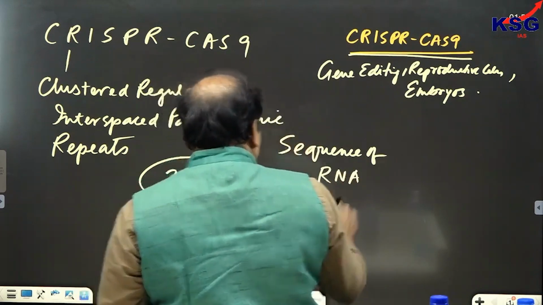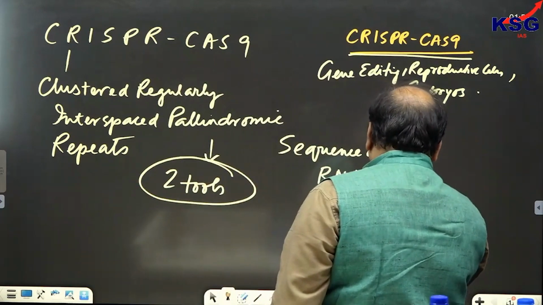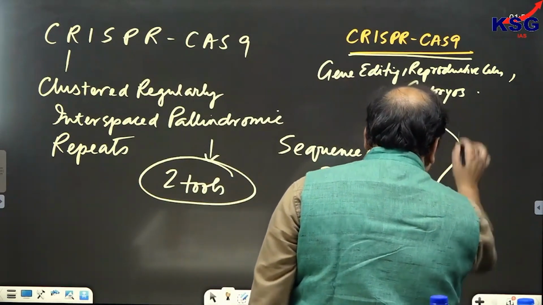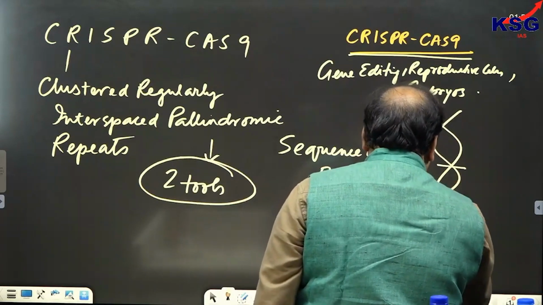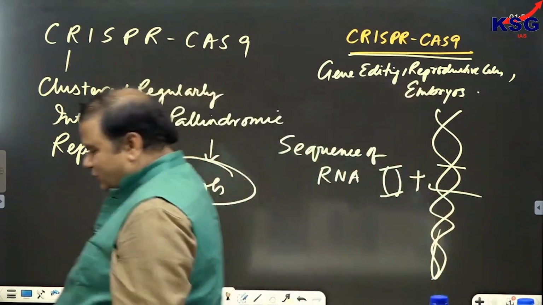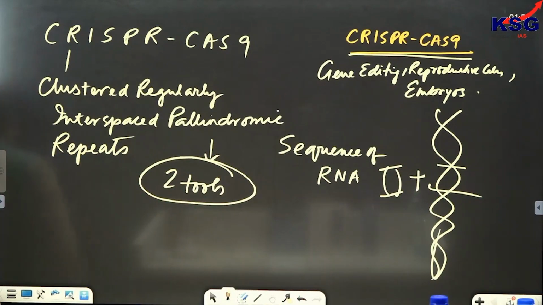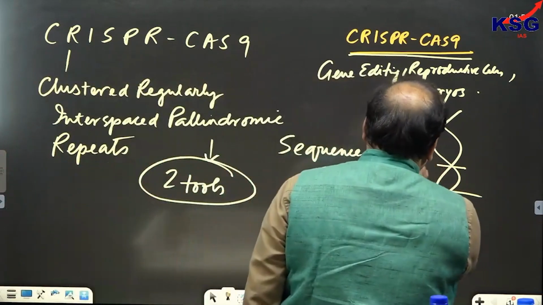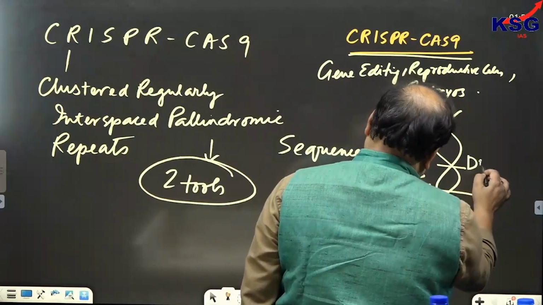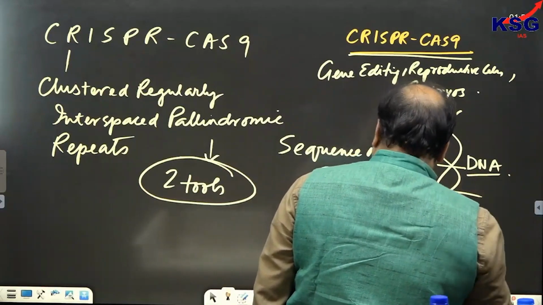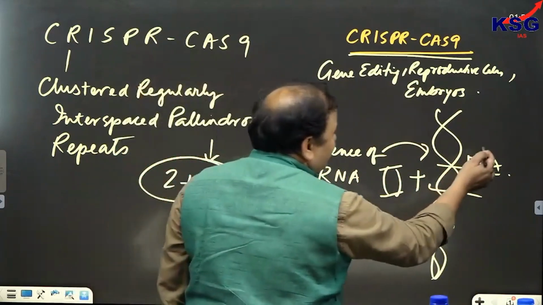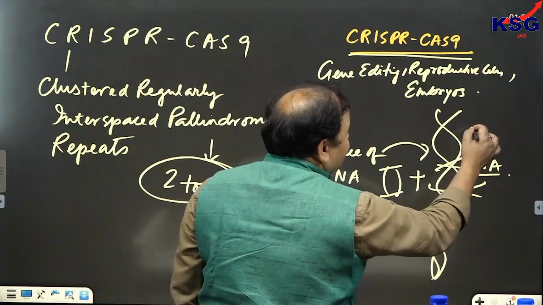Clear? Now sequence of RNA, suppose this is the sequence of RNA. Now this sequence of RNA goes and binds with the sequence of DNA which needs to be removed. So there are two tools present in CRISPR-Cas9 technology. One is the sequence of RNA which goes and binds with the sequence of DNA which needs to be removed. So that's one thing. And Cas9 is what? Cas9 is acting as a molecular scissor.